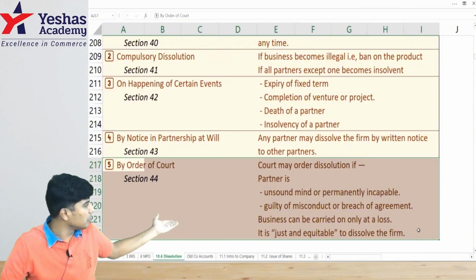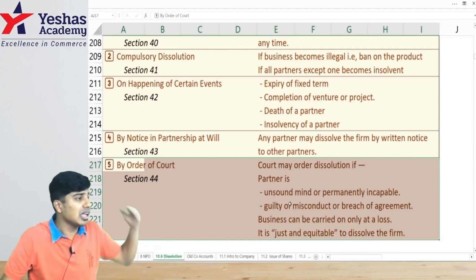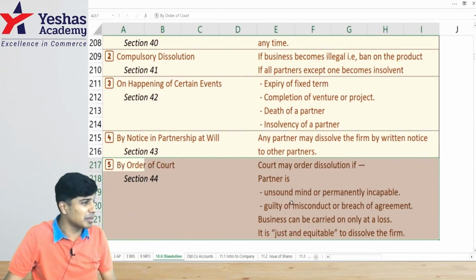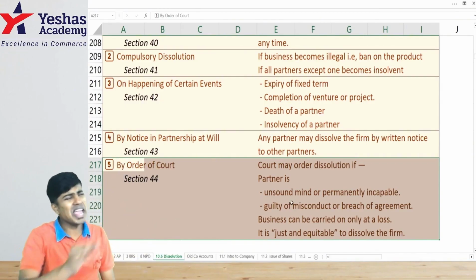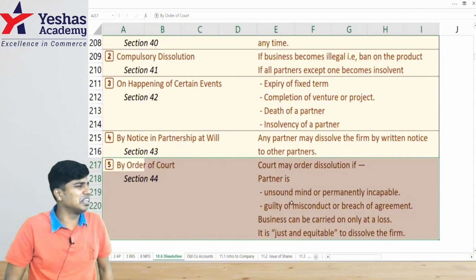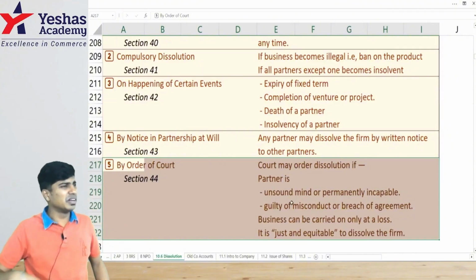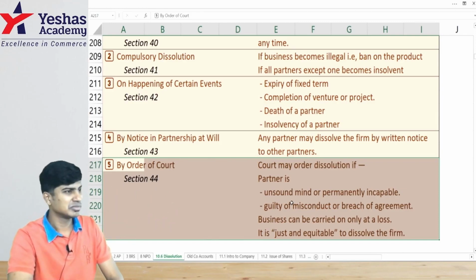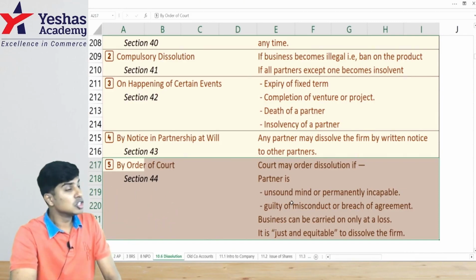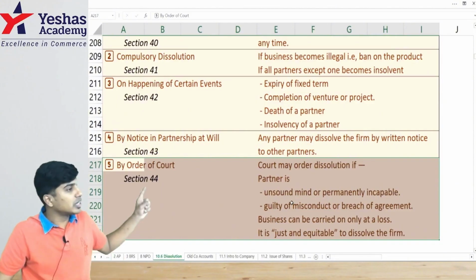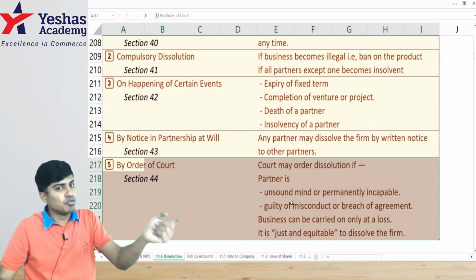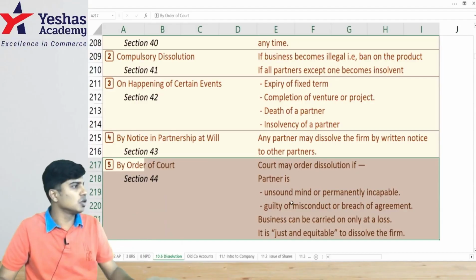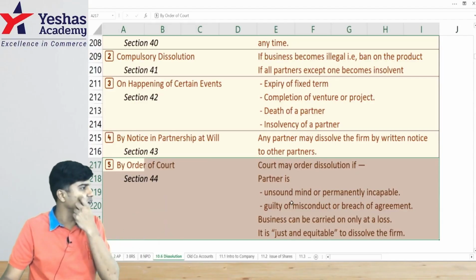So again, if you commit any breach of agreement or willful misconduct, unsound mind or permanent disability, or the partners are fighting so crazily that the court will tell you, better off you are not partners. I am telling you, dissolve the partnership firm. I can't see you people fight. So in these cases, the court can give an order forcing the partnership firm to be dissolved. That is under Section 44.